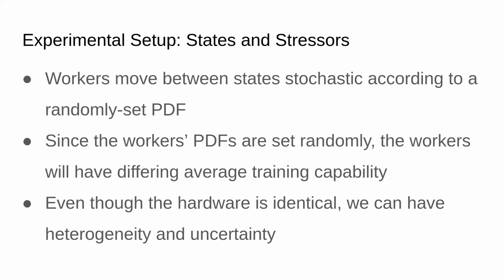At the beginning of each experiment, the state distribution of each worker will be randomly set. So the random distribution is itself randomly set. And since workers' PDFs are set randomly, the workers will have differing average training capability. So even though all the workers have the same hardware, because they're running these stressor functions, their capabilities will be different, and we can have heterogeneity with uncertainty.